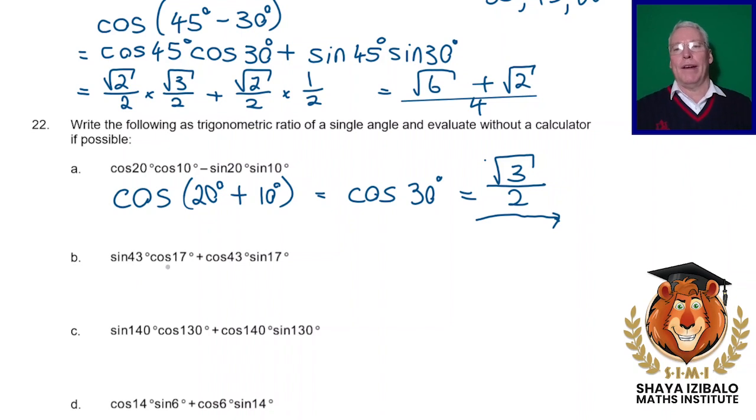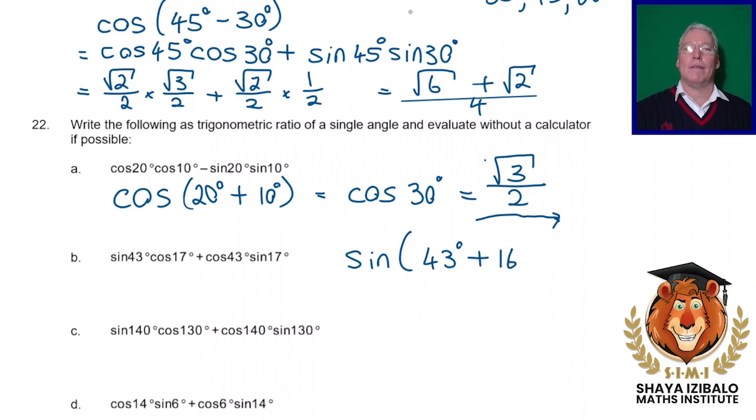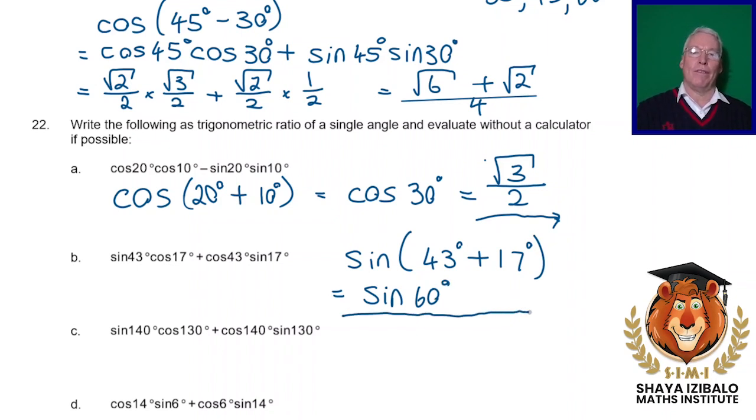This one, sine cos. Now sine cos is the sine one. This is sine, and it's going to be 43, and then this is a plus, so it's going to be 43 plus 17. And 43 plus 17 is actually 60 degrees. So that is all the same as sine of 60 degrees. At the moment, we're just trying to get you used to these formulas. Do you know what sine of 60 is? Yeah, it's also root 3 over 2.